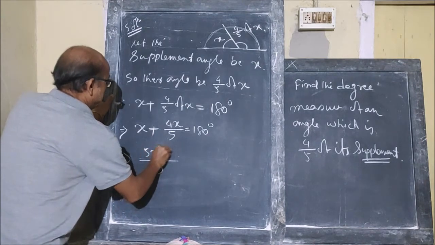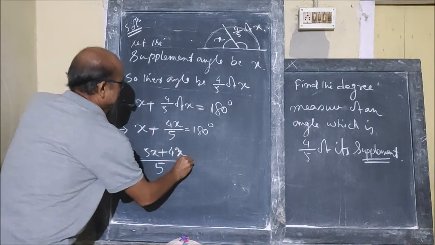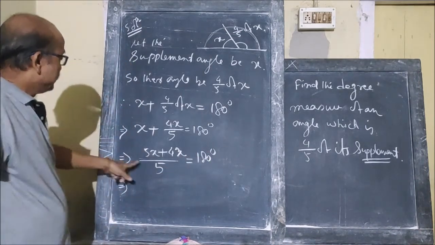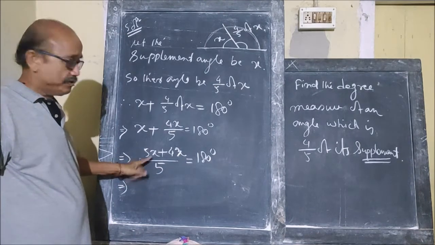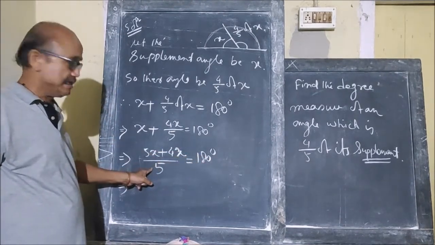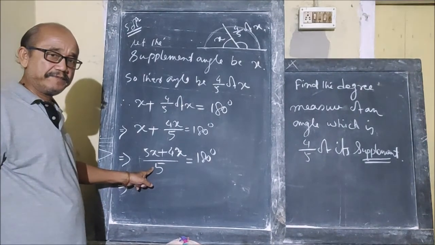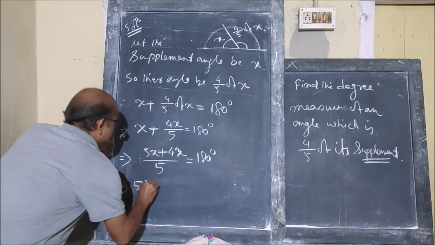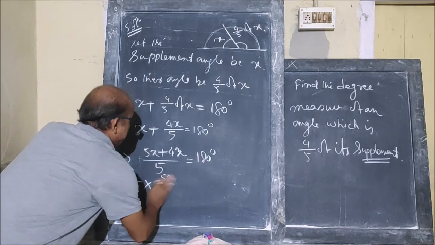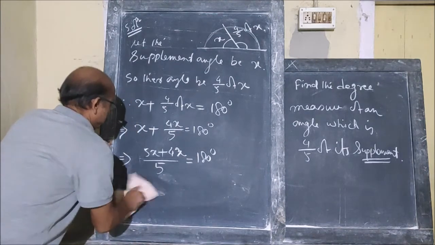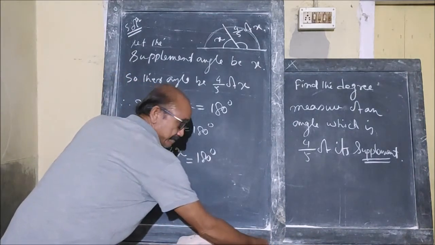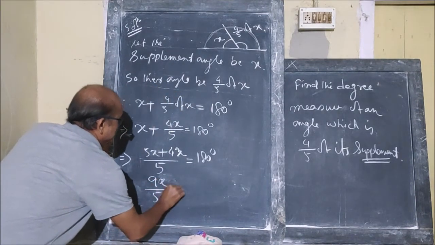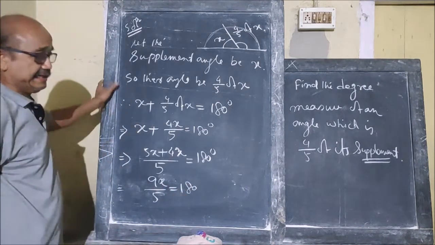5x plus 4x equal to 180 degree. Now this 5 has to cancel by cross multiplication, or otherwise by multiplying both sides by 5, as the denominator is 5. So 5x plus 4x, that means 9x by 5 equal to 180.